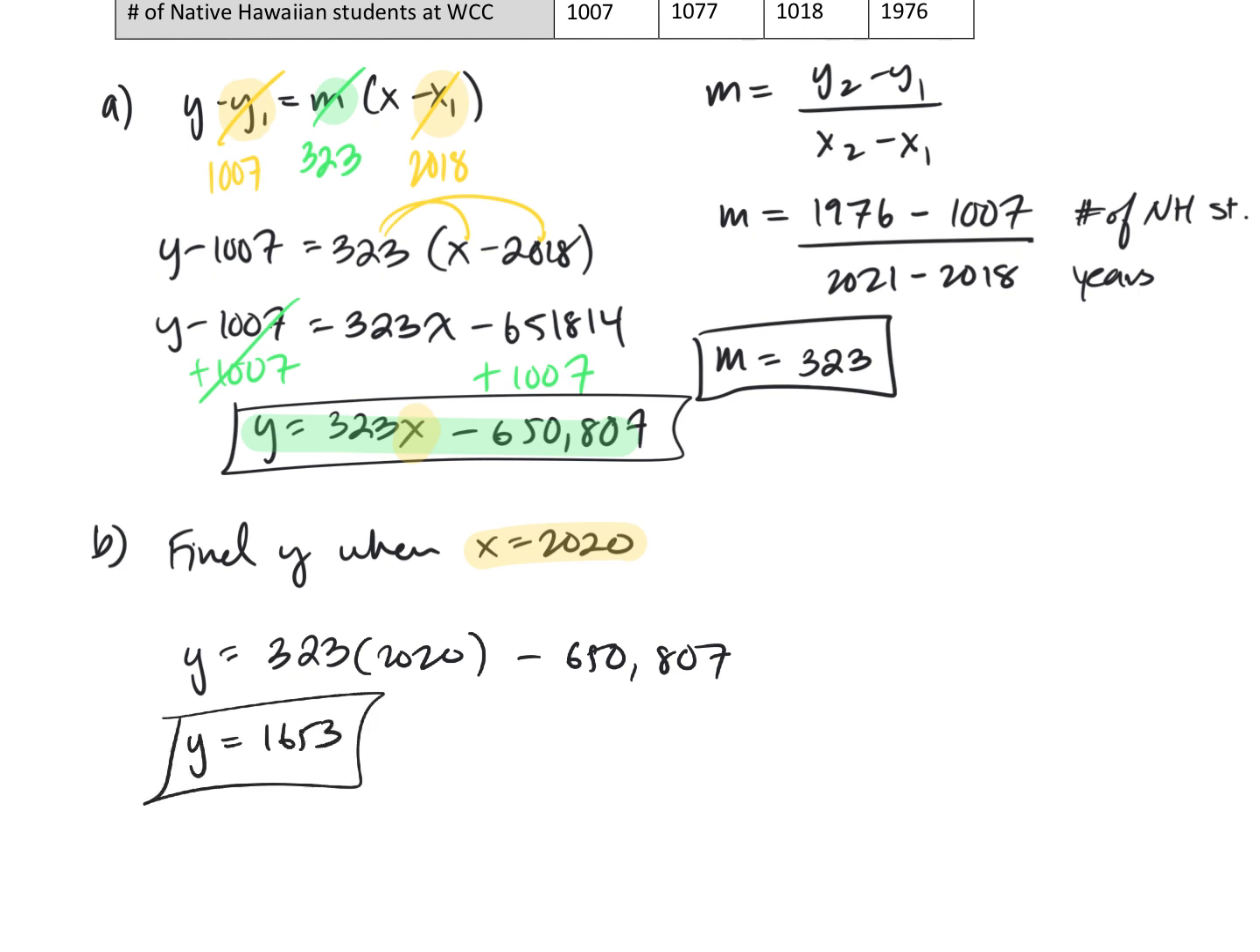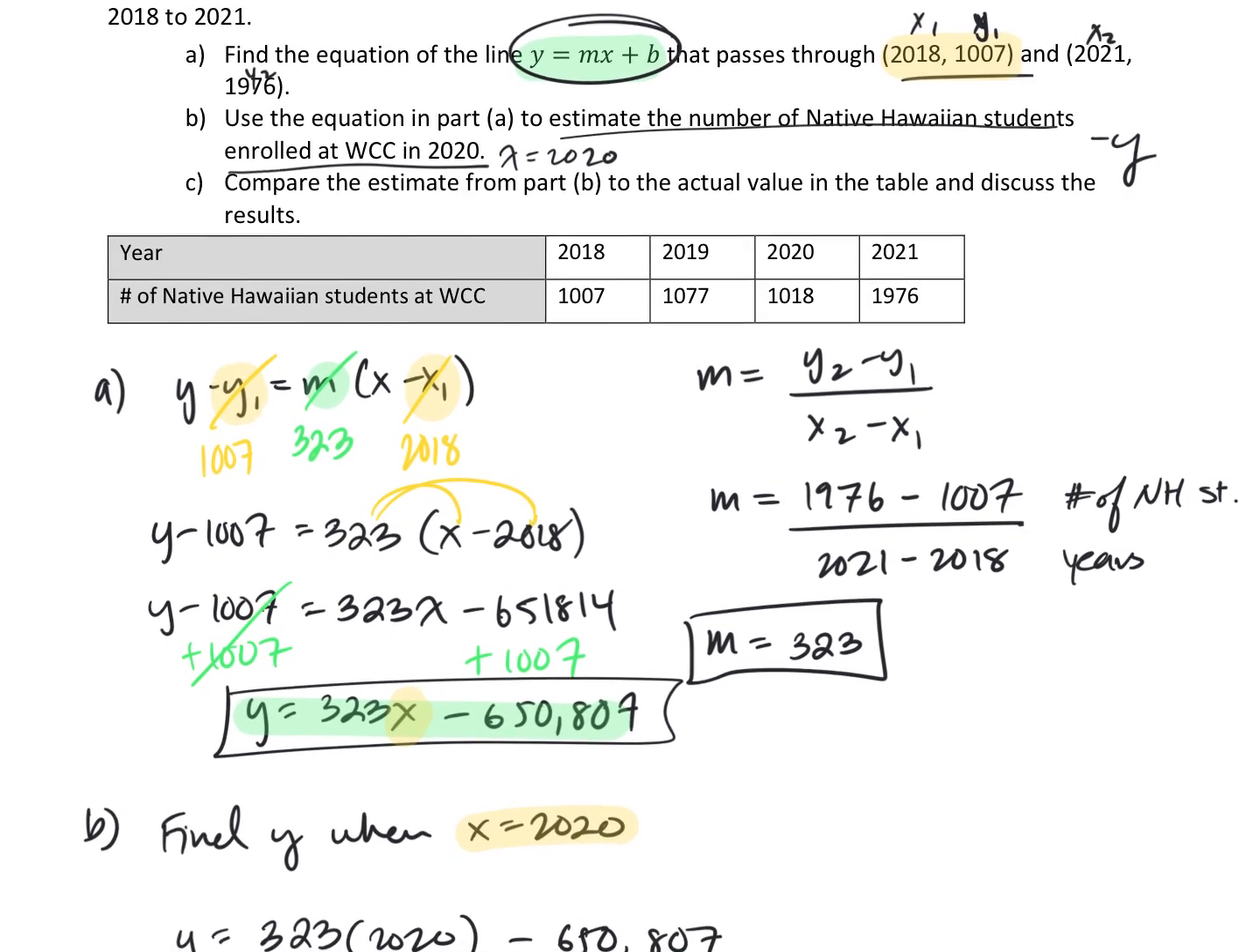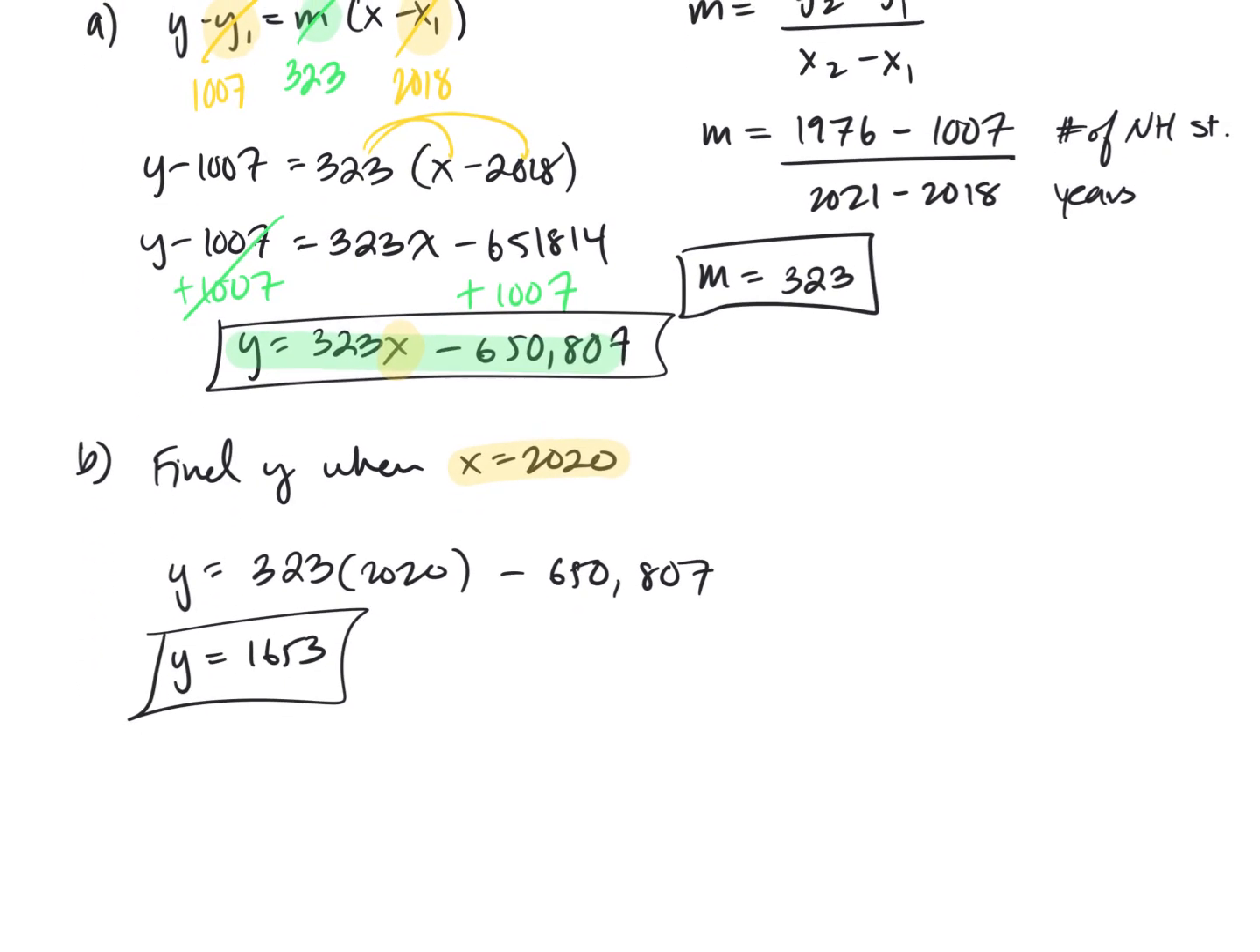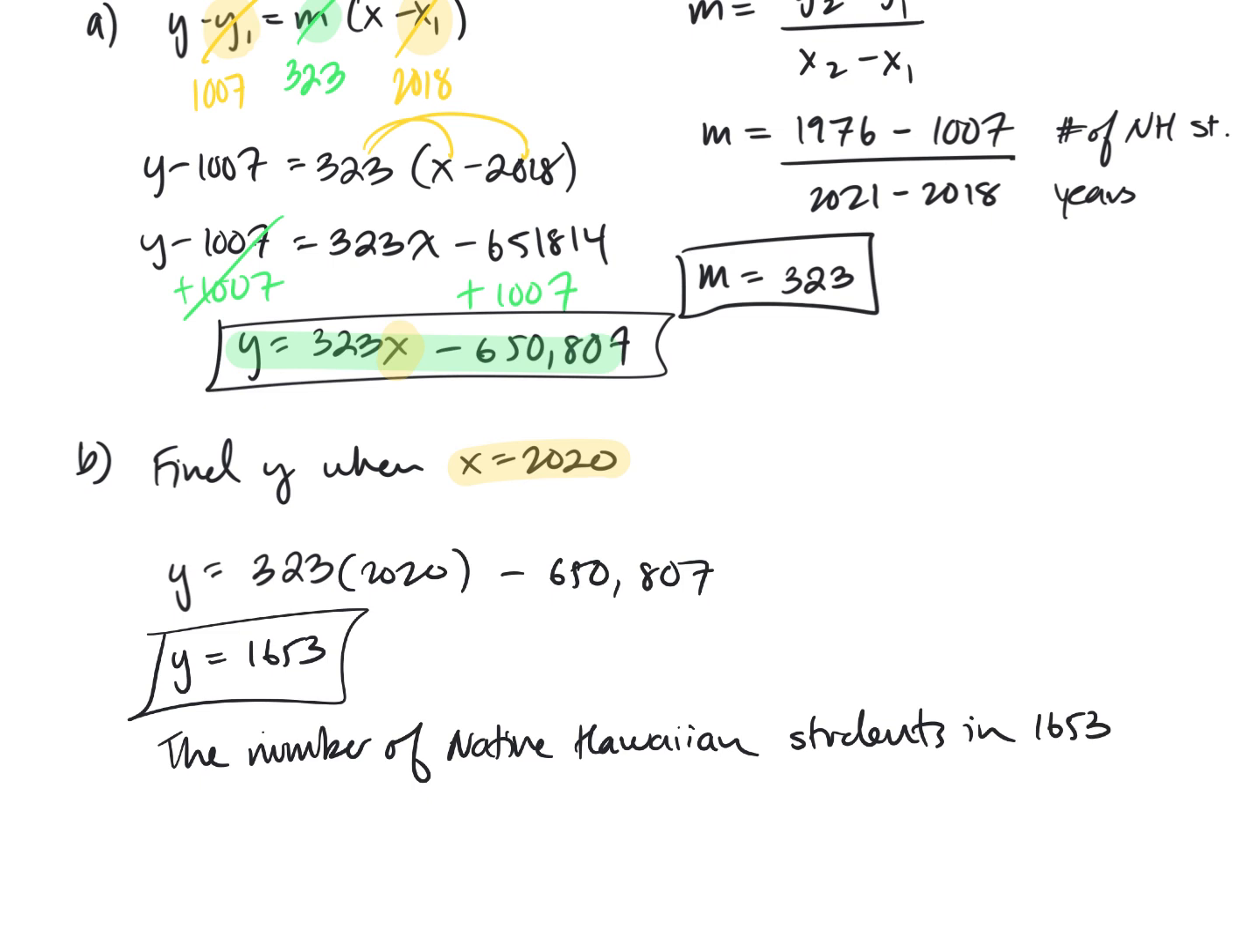Okay, but again, this is a word problem, so what does that answer mean? Well, that means the number of Native Hawaiian students in the year 2020 is approximately, or estimated to be, 1,653 students.